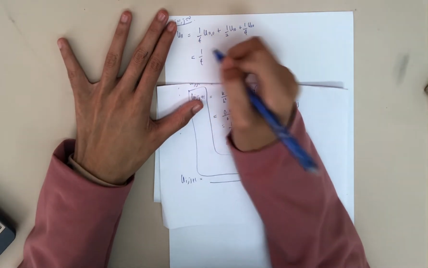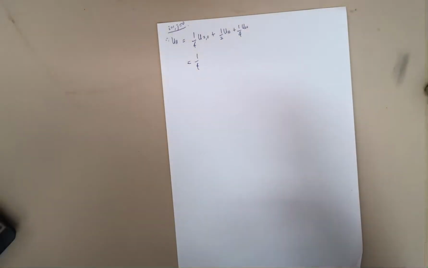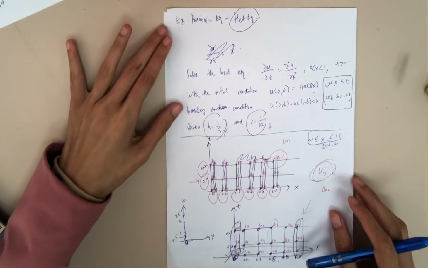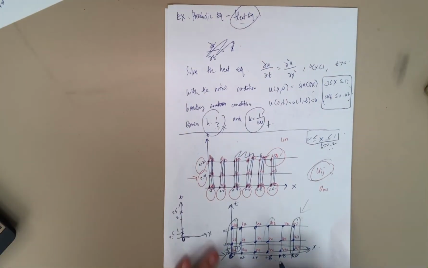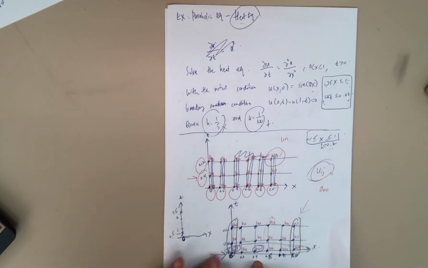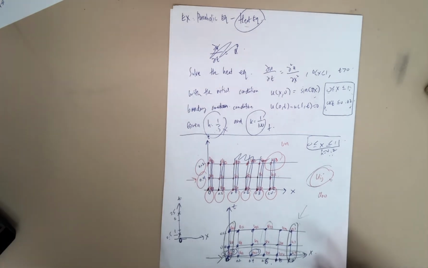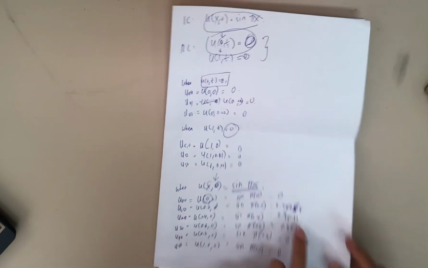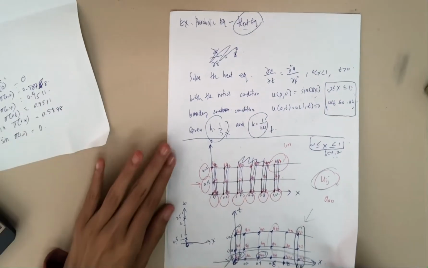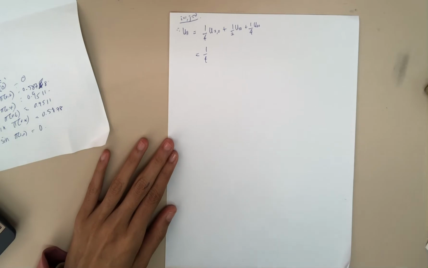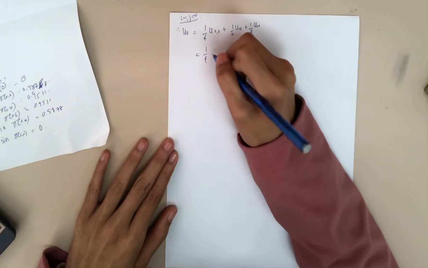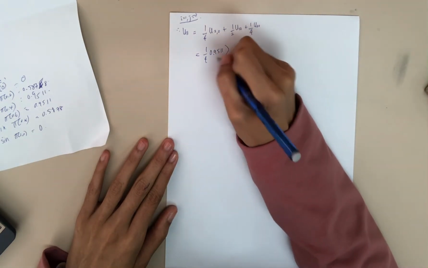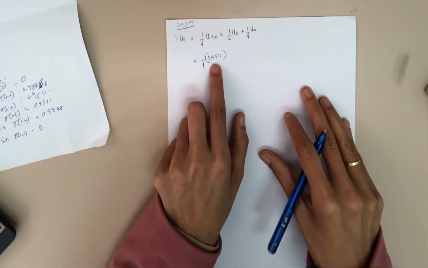U20. Okay, kita tengok balik graph tadi. Look at your graph just now. 20, mana 20? This is 20. And what's the value for 20? Kita dah calculate pun tadi. U20 is equal to 0.9511. So you just substitute the value that you have here.